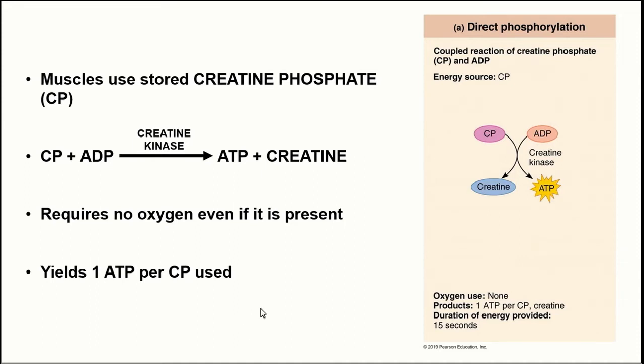So if this were the only process that we're creating ATP in the muscle, we would have enough creatine phosphate to make ATP for about 15 seconds. But since there are other processes at work too, our body can use some but not all of our creatine phosphate during a single bout of exercise. So that's the direct phosphorylation method.